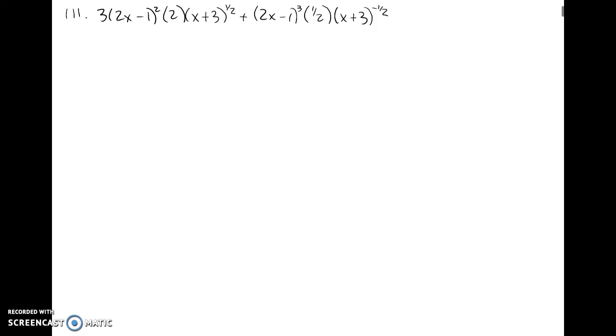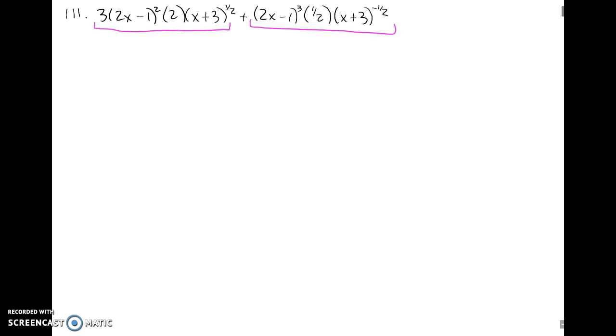Okay, this is number 111. You have two big terms. I'm not going to read them all out because they're long, but you have this big term and this big term right here. And you're looking left to right to see what you have in common between the two terms. Okay, so I'm going to start here with a 3. Look over here on the right side. I don't have a 3, so I leave it.